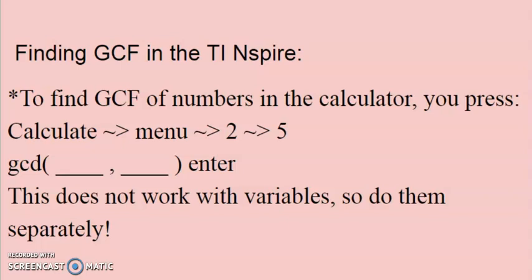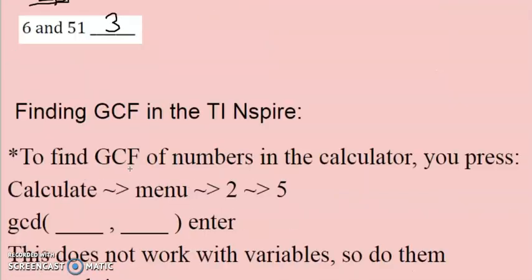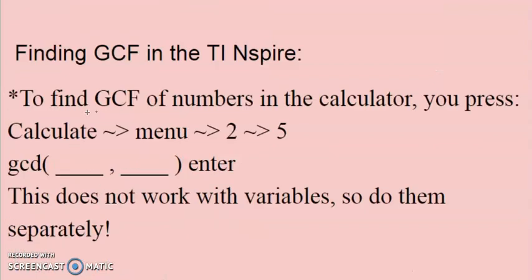Well, what if you're having a really hard time finding those greatest common factors of those numbers? Like if you didn't see that the greatest common factor of 6 and 51 is 3 right away, here's what you could do. To find the GCF of numbers in the calculator, you press Calculate, Menu, 2, 5. It will have this display on the calculator. Say GCD, parentheses, you type in your first number, comma, your second number, close parentheses, enter.